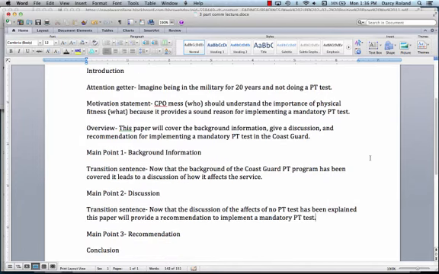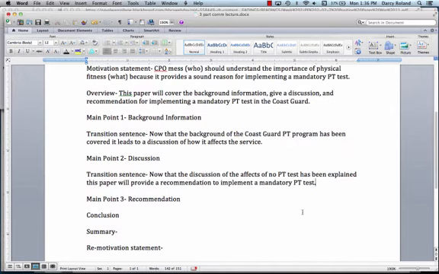So now that the discussion of the effects of no PT test has been explained, this paper will provide a recommendation to implement a mandatory PT test. Again, discussion, recommendation. They are required. They must be in there. Now, the conclusion. This is the other area where people have struggled.